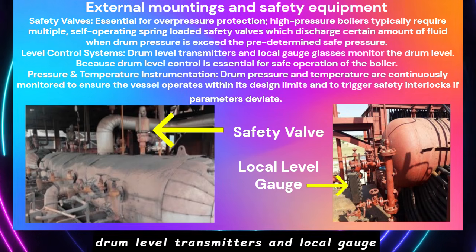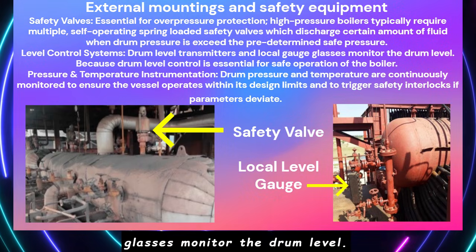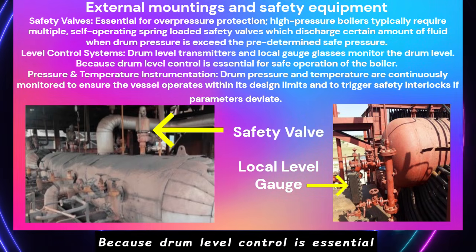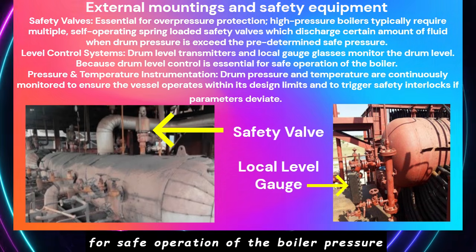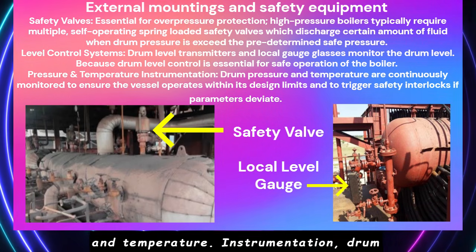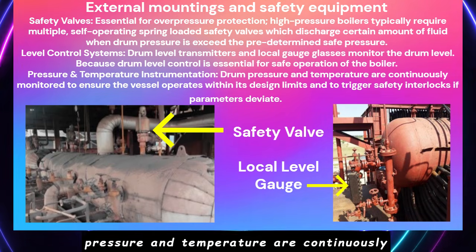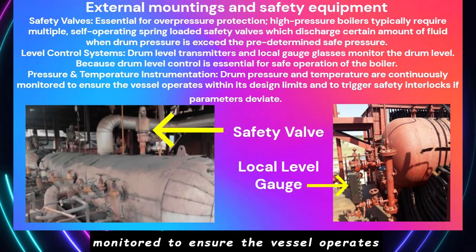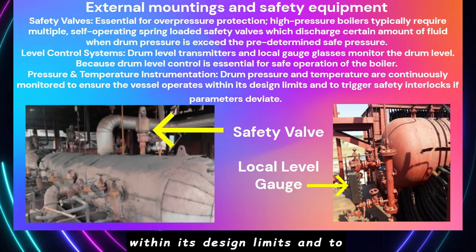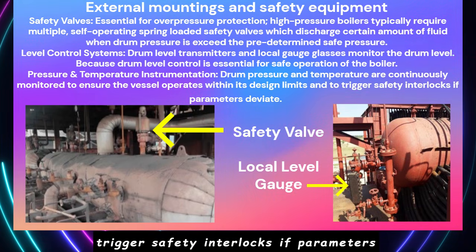Drum level transmitters and local gauge glasses monitor the drum level. Because drum level control is essential for safe operation of the boiler. Pressure and temperature instrumentation. Drum pressure and temperature are continuously monitored to ensure the vessel operates within its design limits and to trigger safety interlocks if parameters deviate.